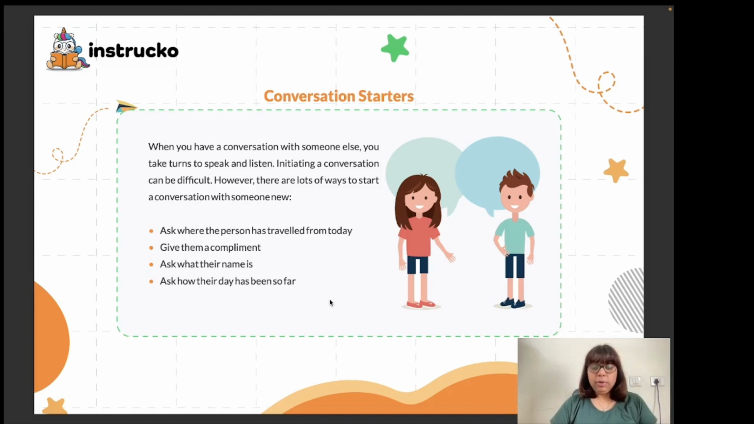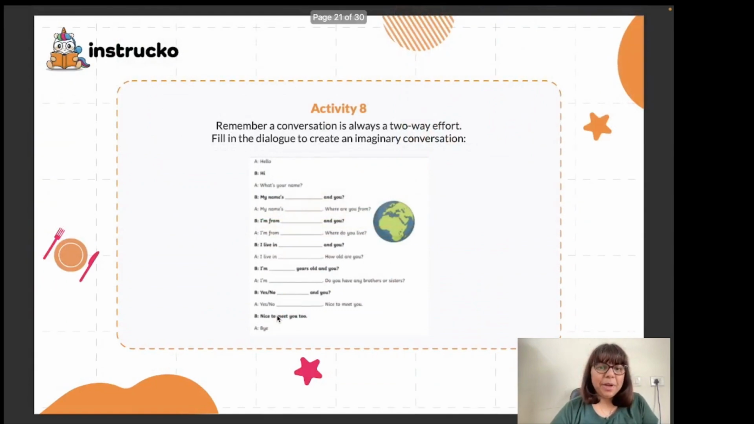Now, if you don't have any ideas, these are cues that you can take for conversation starters. Again, I will repeat myself. You can ask a person where they have traveled from today: "Hi, where have you come from?" You can give them a compliment: "Hi, your hair looks great." You can ask them their name: "Hello, my name is Adele. What is your name?" You can ask how their day has been: "Hello, how's your day been so far?" Yes, you can also talk about the weather: "What's stormy weather today?" Yes, wonderful.